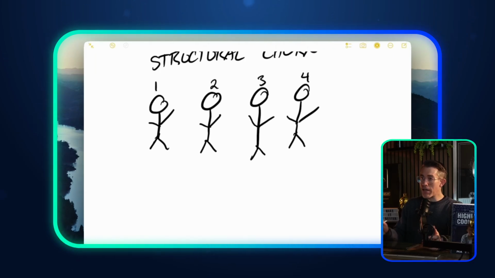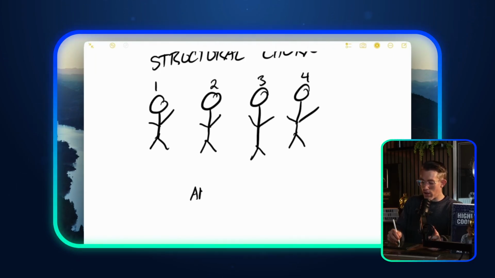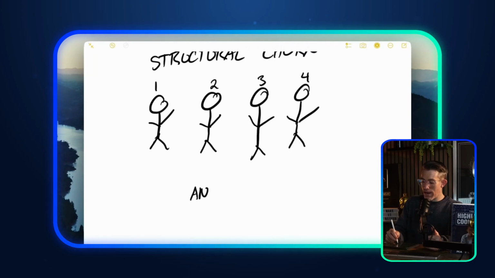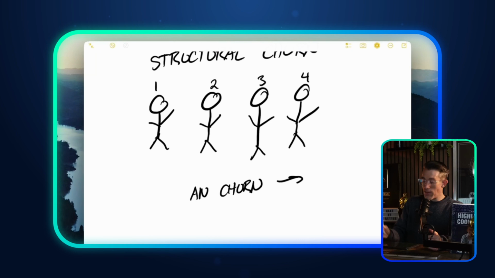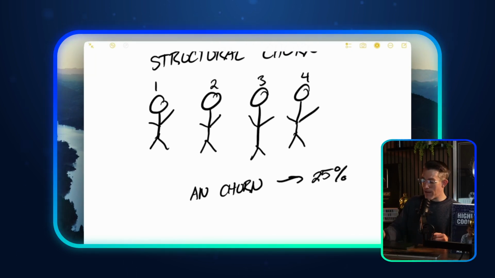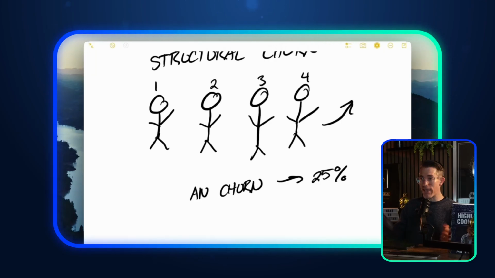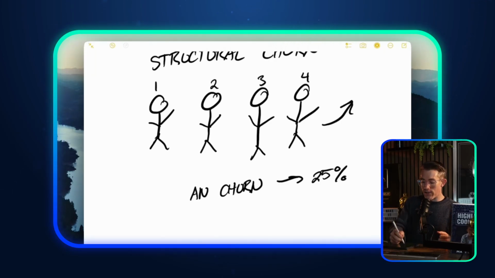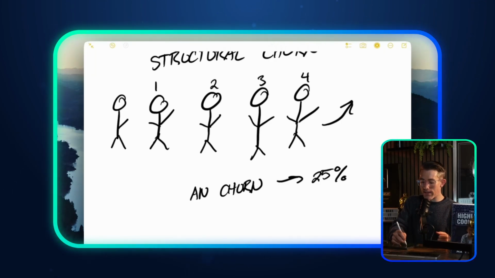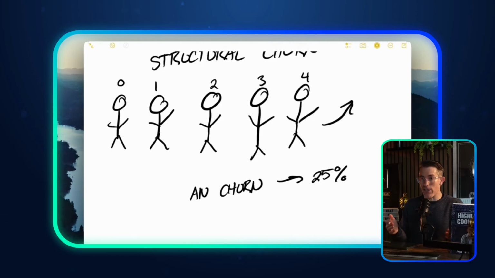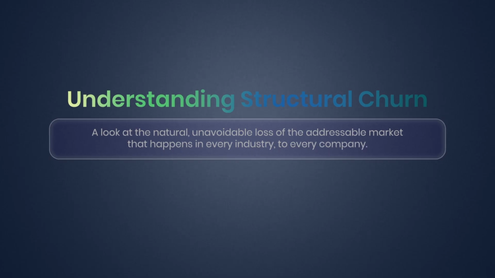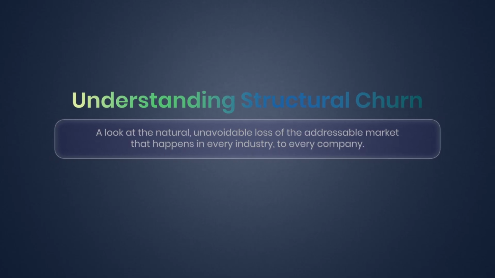And so every year from an annual churn, right? So from an annual churn, the best you're going to do is 25%. Why is that? Because your fourth years typically graduate, they leave, they're no longer students. And so what happens is a new incoming class comes in, but they're not a customer yet. So you have to get them again. All industries, all space, all avatars have structural churn. This is the loss of the addressable market that happens naturally.